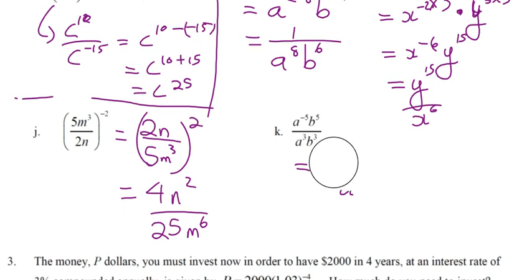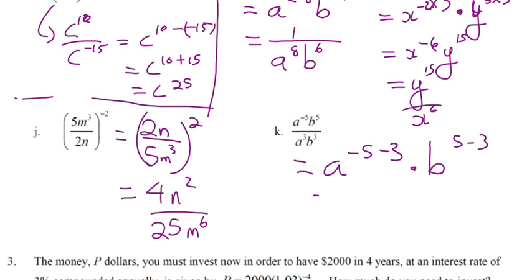Or a to the negative 5 minus 3 times b to the 5 minus 3, which is a to the negative 8 times b squared, which is b squared over a to the power of 8.